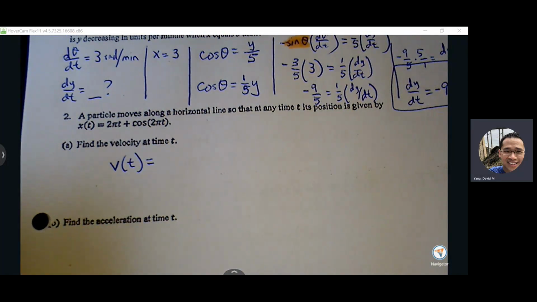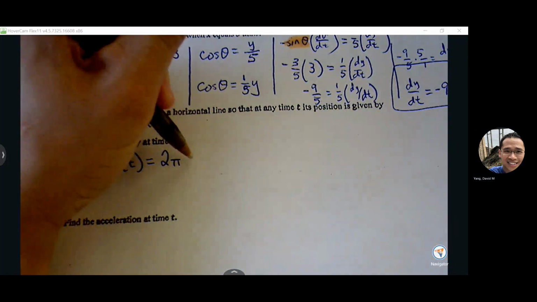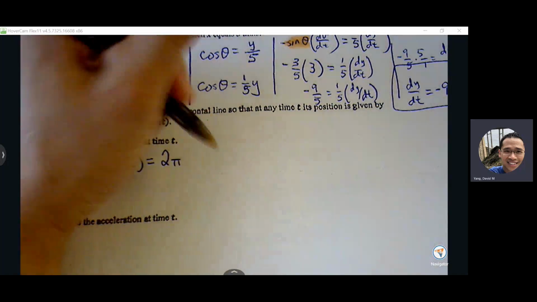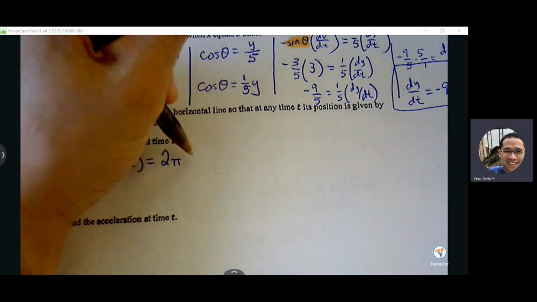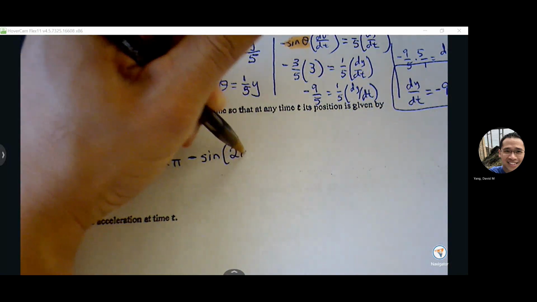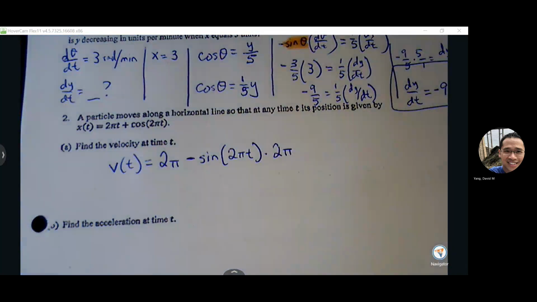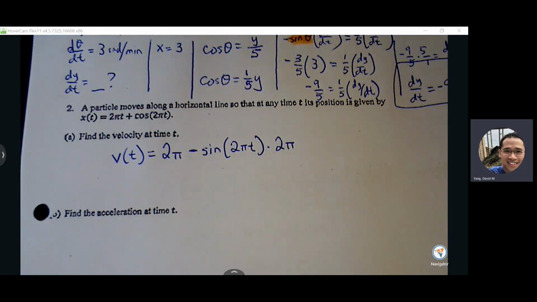Okay. 2 and pi are just coefficients, so t is the only variable there. So 2 pi t becomes just 2 pi. Cosine becomes negative sine of u times u prime. I can clean that up and then get ready for my second derivative.